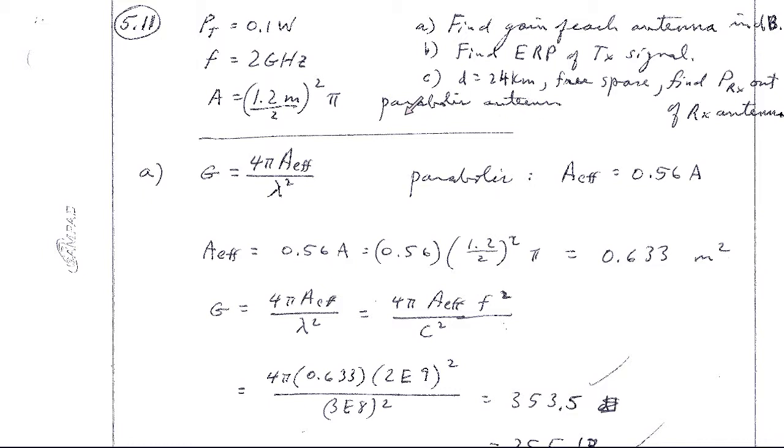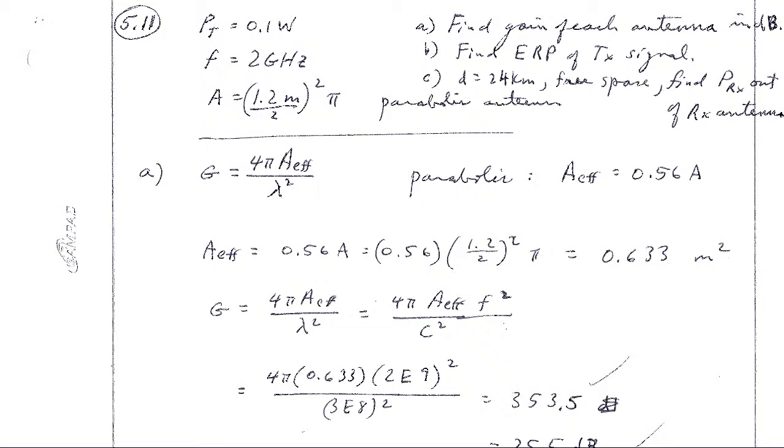What I'm going to do straight out is calculate the area of that dish, and it's the diameter over 2 quantity squared times pi. So pi r squared basically. In part A it says find gain of each antenna in decibels. Well, the gain is given by 4 pi times the effective area over lambda squared. For a parabolic dish, we have an effective area given as 0.56 times the actual area, and that's why I calculated the actual area up there.